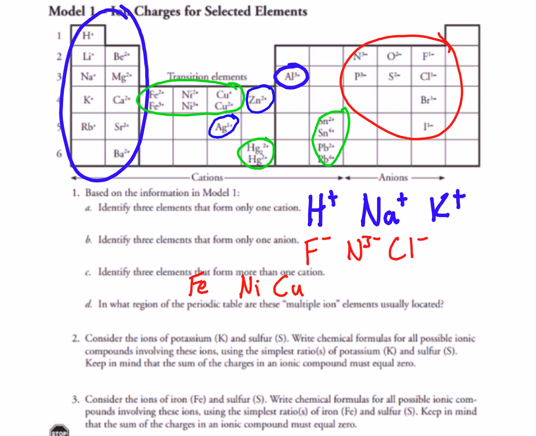So it says, in what region of the periodic table do multiple ions form? Transition elements, okay? The middle. All right, the transition one.